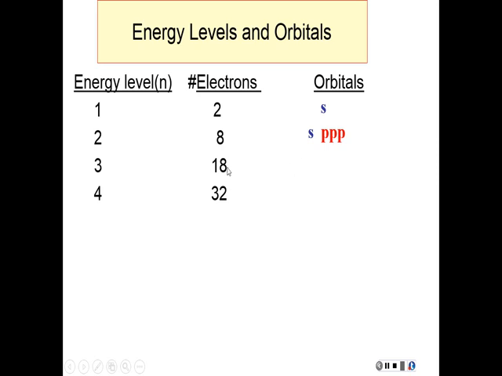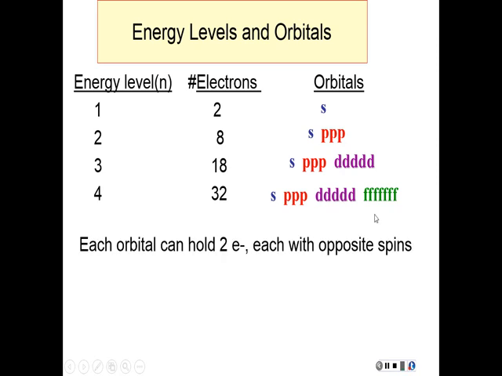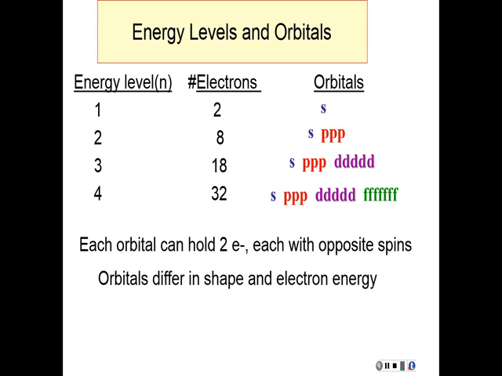For 18 electrons, we would need 9 pairs. So you can see we can have an S, 3 Ps, and a new type called D. So we'd have the 3s, 3p, and 3d because it's on the third energy level. In the fourth energy level, we'd need 16 orbitals: an S, 3 Ps, 5 Ds, and 7 Fs. In each of these orbitals, when there is a pair of electrons present, the electrons will spin in opposite directions, and this helps to stabilize the orbitals.